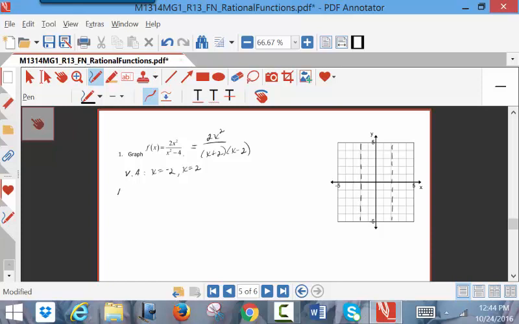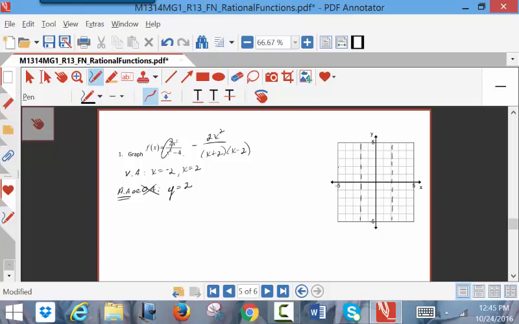Then the next thing they ask is, do you have any horizontal asymptotes or oblique? You cannot have both, one or the other. So to do this, we look at the degree of the numerator over the degree of the denominator. The degree of the numerator is 2, and the degree of the denominator is also 2. So when they have the same degree, you take the ratio of the two leading coefficients. So it's a horizontal asymptote, and it's y equaling 2 over 1, or just y equaling 2.